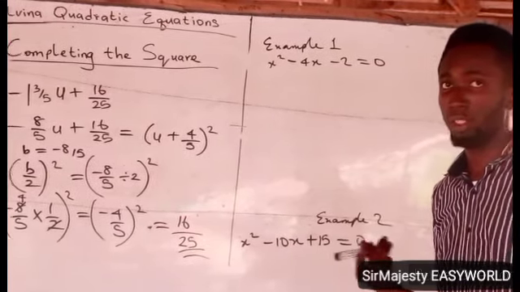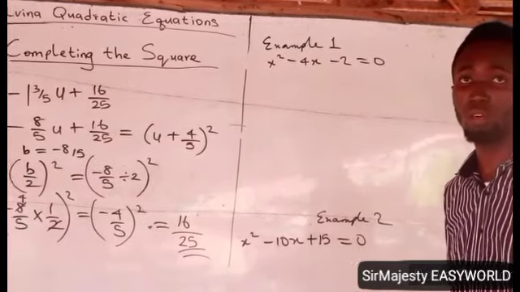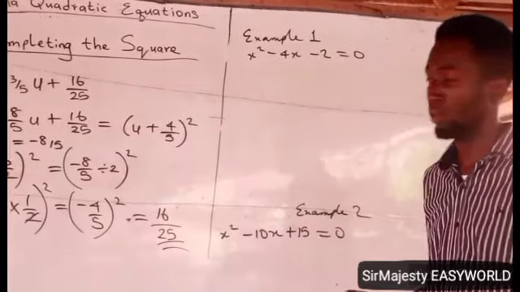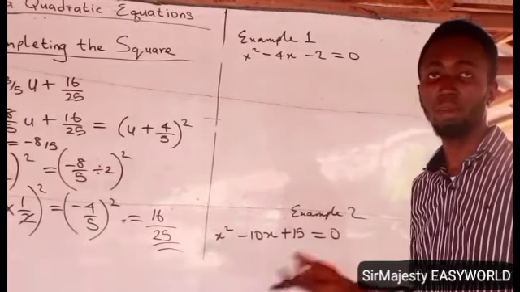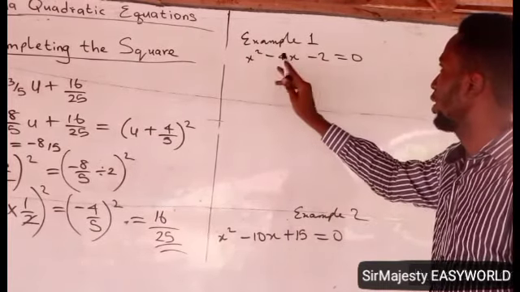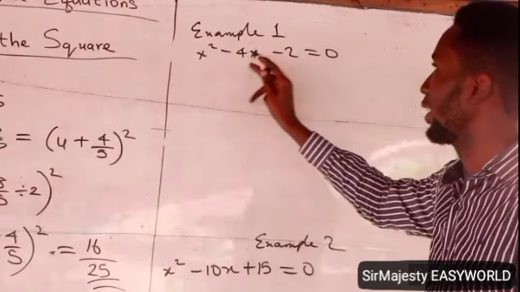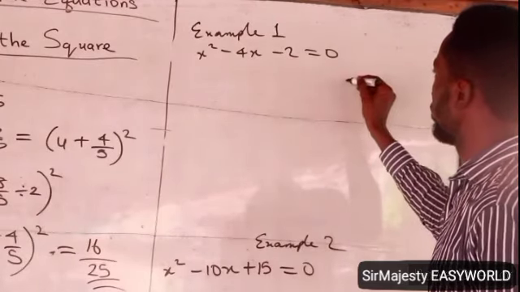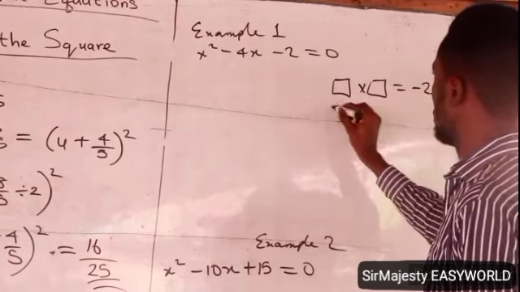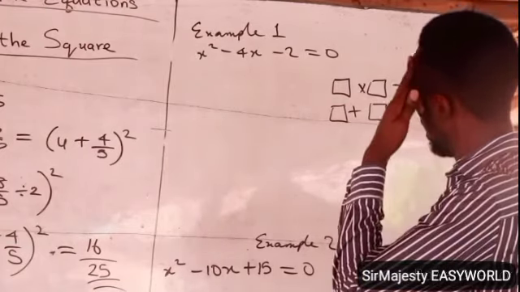Usually, whenever you're given a quadratic equation to solve, it is typical for most people to attempt to solve it by using factorization method. So whenever factorization method fails, you can now use any other method, either completing the square or the quadratic formula. So first of all, we try to factorize. So we are looking for two numbers such that their product is minus 2 and their sum is minus 4.